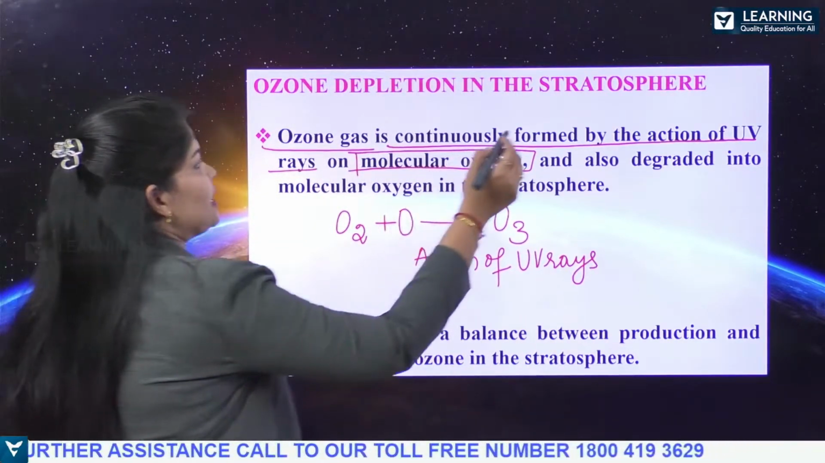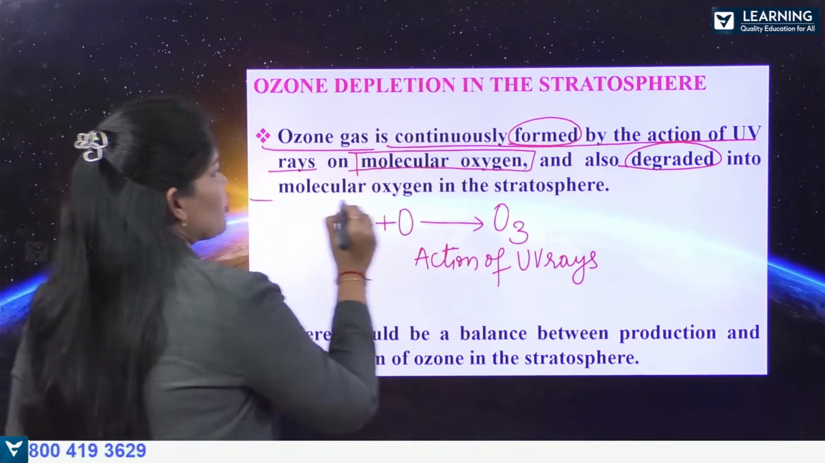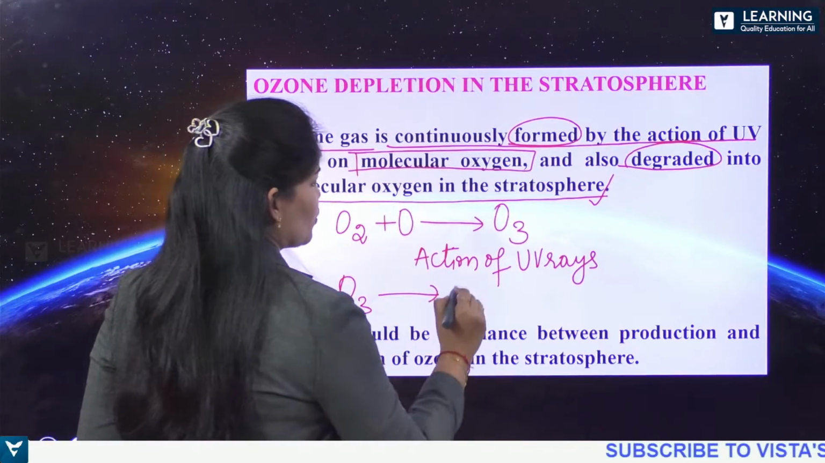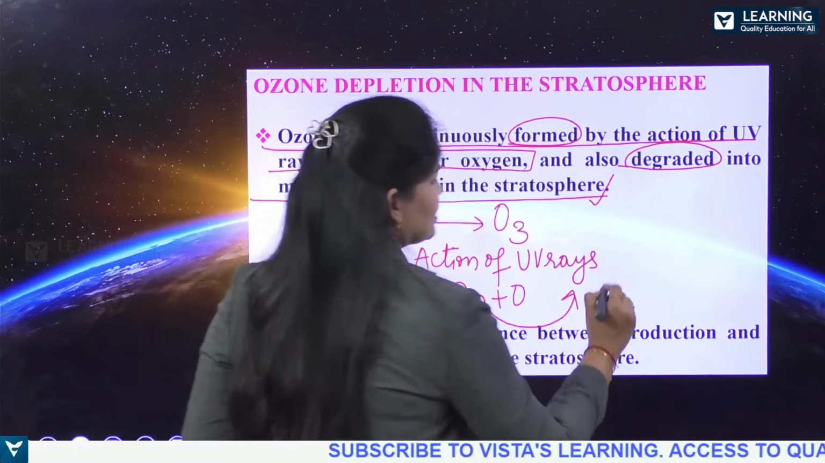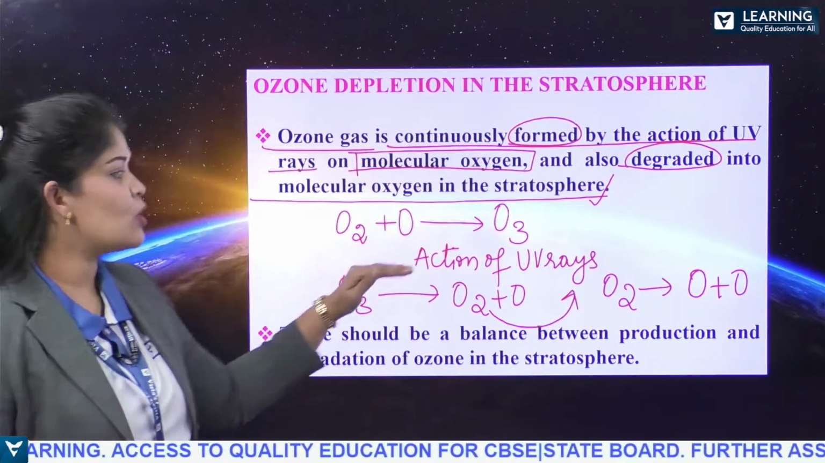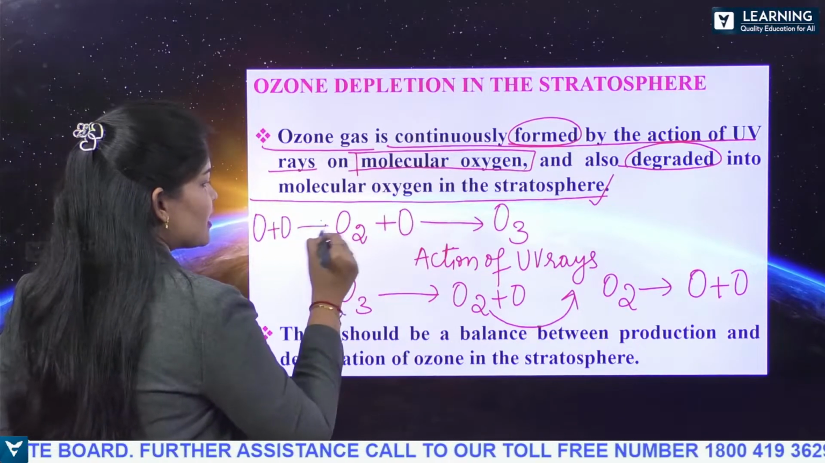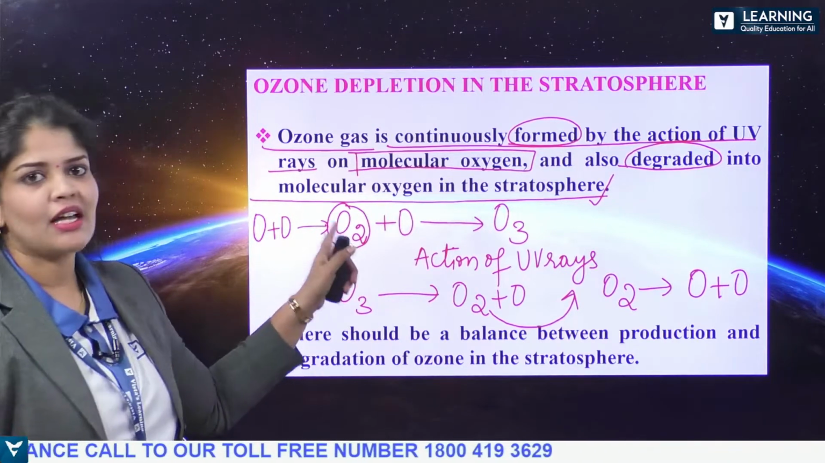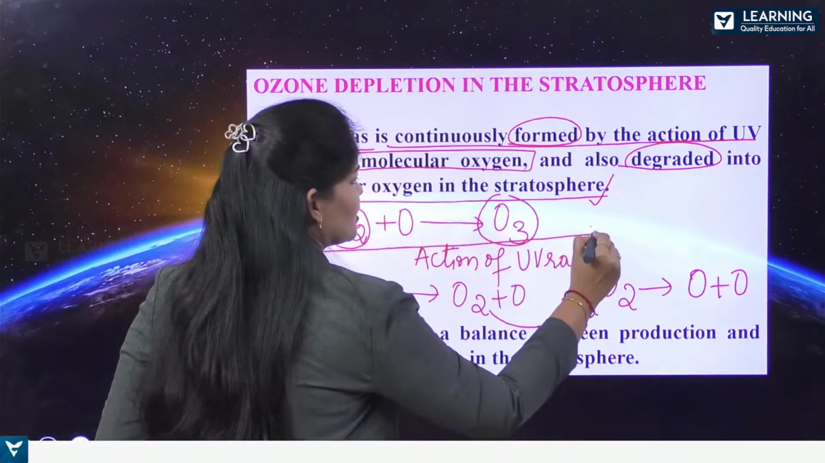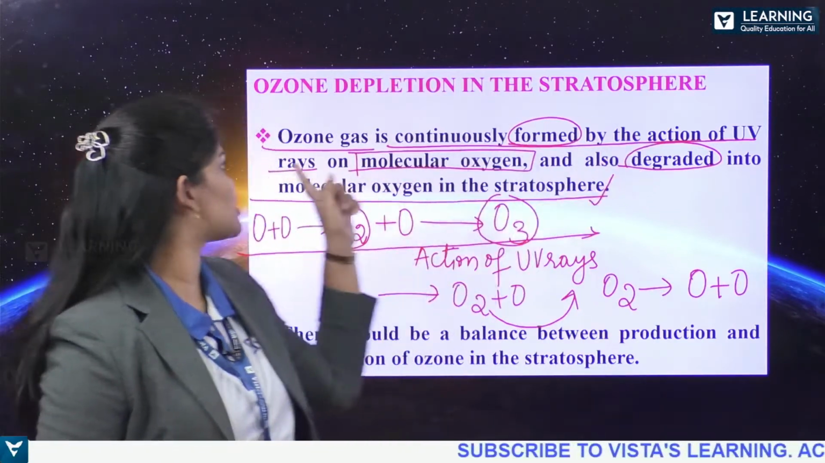And not only formation, but also breakdown: ozone is degraded into molecular oxygen in the stratosphere. Here, again, it will be broken down, and even this molecular oxygen will be broken down to give rise to individual oxygen atoms. This is how degradation takes place, and this is how formation takes place. Individual oxygen atoms combine to give rise to molecular oxygen, and molecular oxygen combines with an individual oxygen atom to form ozone. This is the formation, right? And this is degradation. Both formation as well as degradation take place by the action of UV rays.